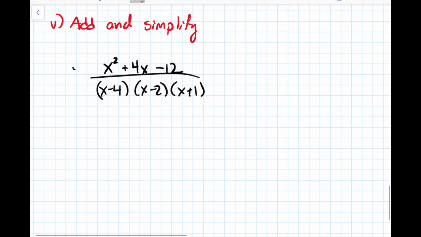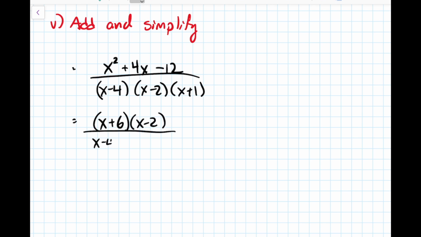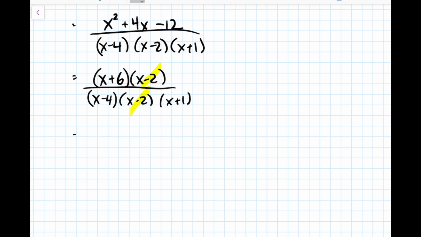We're going to factor out whatever we can up top. So the numerator is now going to be x plus 6 times x minus 2 over x minus 4, x minus 2, x plus 1. And so we do have that repeated x minus 2 that we can cancel. And we're left with our final answer of x plus 6 over x minus 4 times x plus 1.